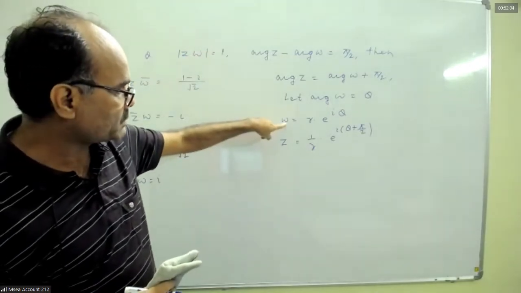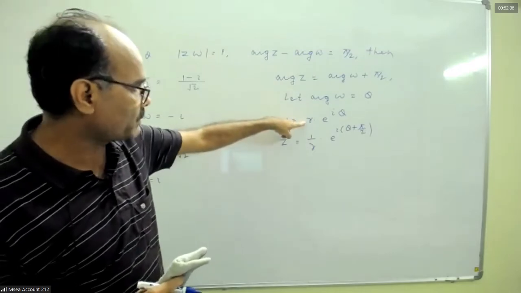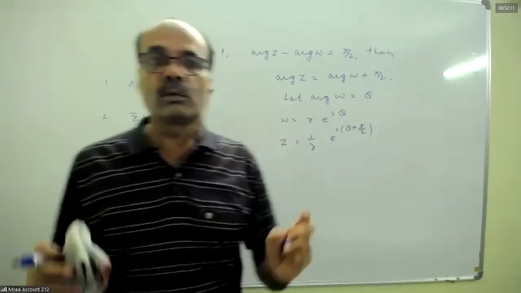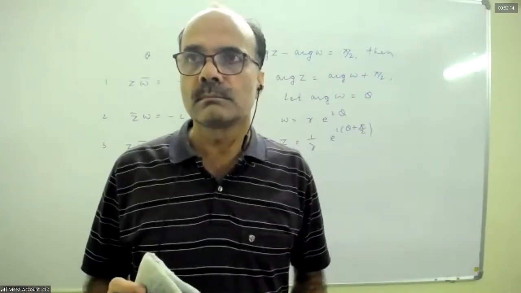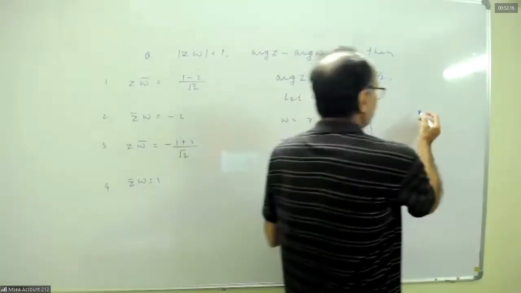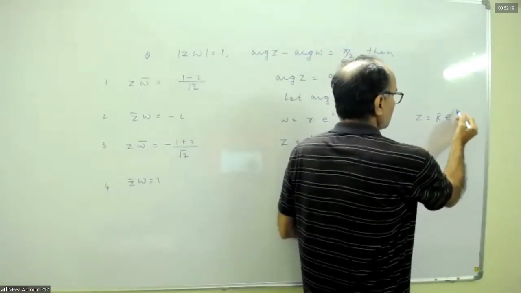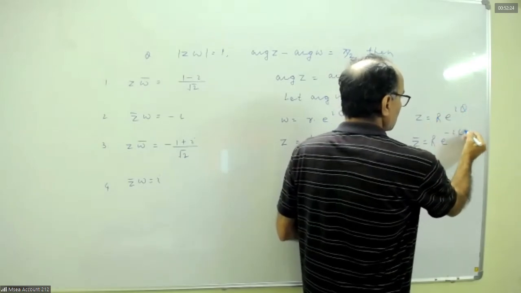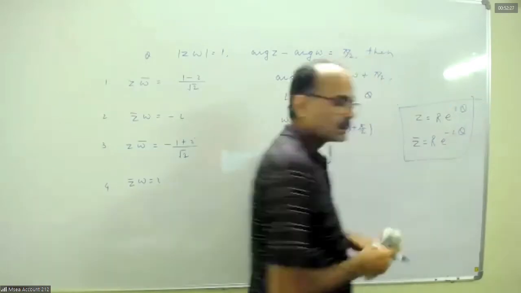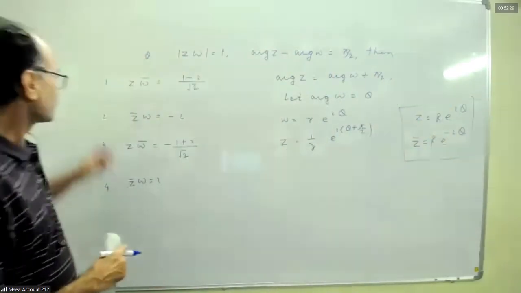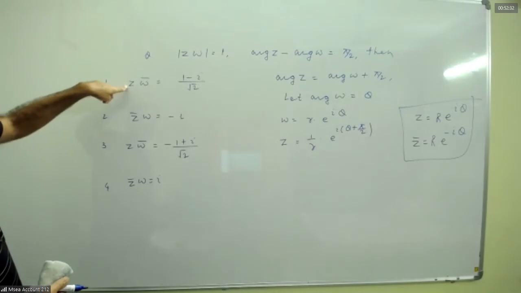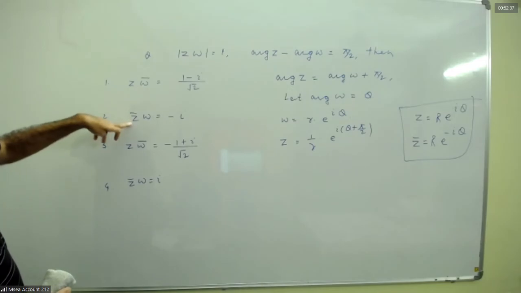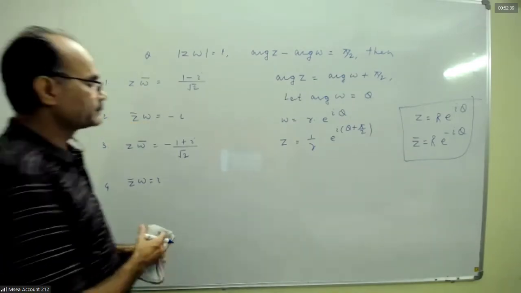I can take magnitude of W as R, or you can take here 1 by R, here R, no problem. Suppose Z is R into e to the power I theta, what will be Z conjugate? I told you earlier, R into e to the power minus I theta. Now here two terms are given, Z W conjugate and Z conjugate W. Anyone you take. Z conjugate W for simplicity.